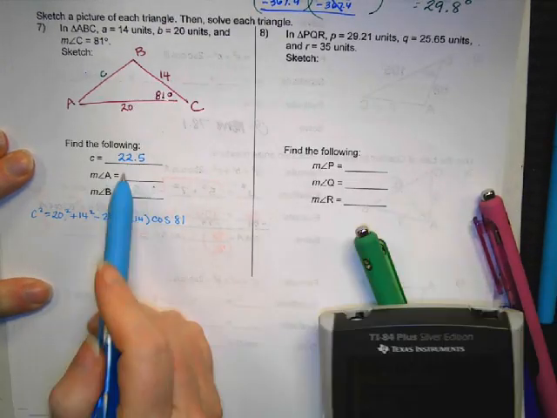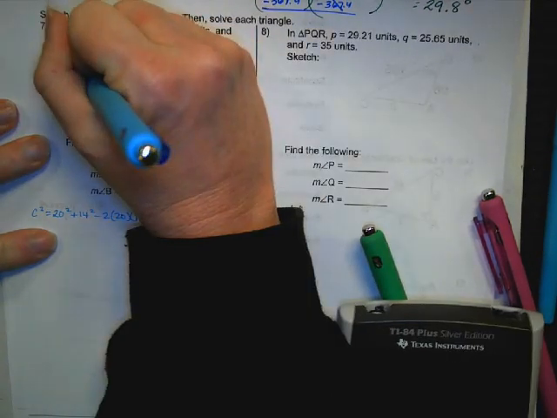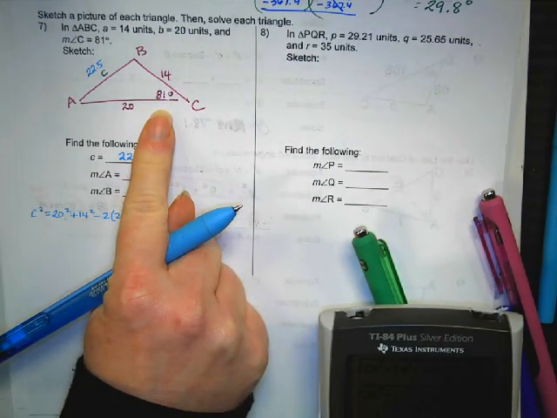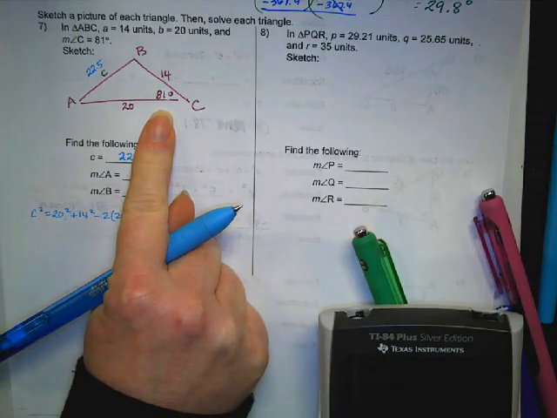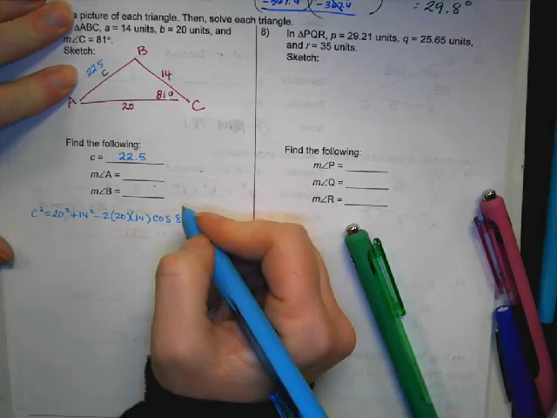So I'm gonna leave that in my calculator for right now, but I just wrote 22.5 on the page. That is the side opposite of the angle that I have, so I don't have to use law of cosines anymore. Now I can use law of sines because it's a little shorter and easier. So I'm gonna find angle A with law of sines.